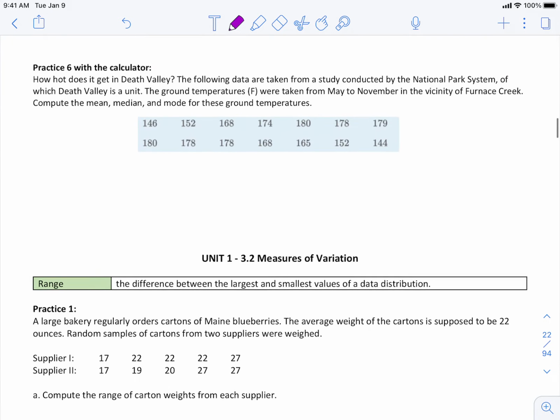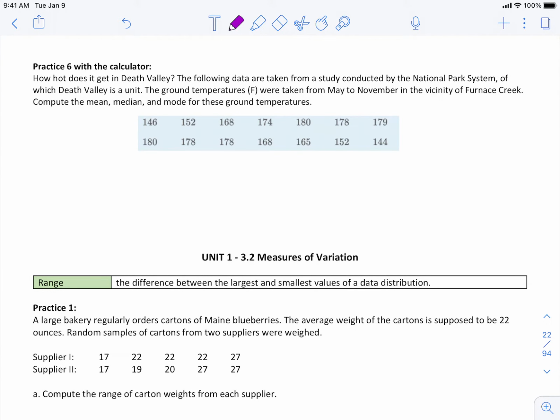All right, we have one more example we're going to do together, and this is a practice that we're going to do with the calculator. It says, how hot does it get in Death Valley? The following data are taken from a study conducted by the National Park System, of which Death Valley is a unit. The ground temperatures in Fahrenheit were taken from May to November in the vicinity of Furnace Creek. Compute the mean, median, and mode for these ground temperatures.